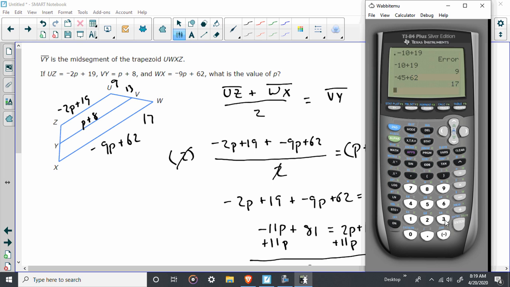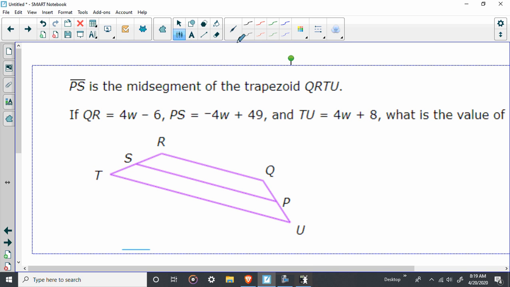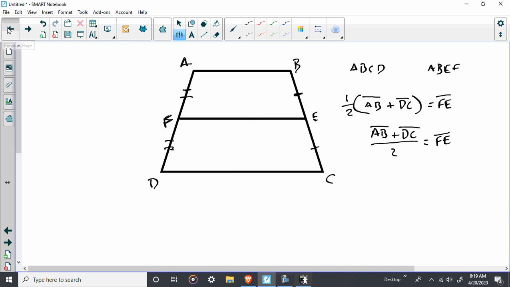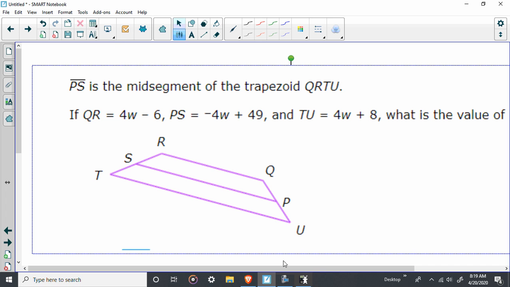9 and 17. 9 plus 17 divided by 2 will give us the 13 that we were looking for. Okay. So again, if you want to plug the numbers back in and check them, please by all means do it. Again, let's go right through this. Just one more. This last one. Okay. All right.